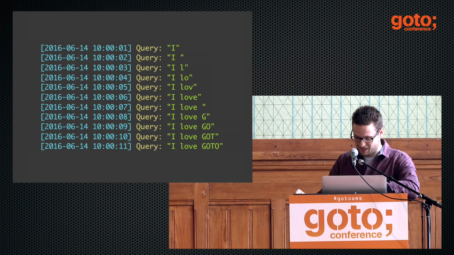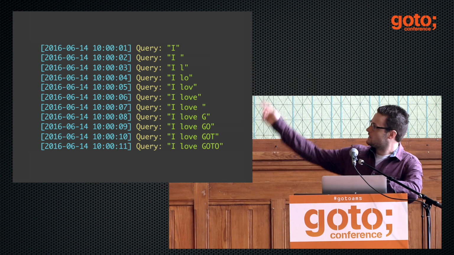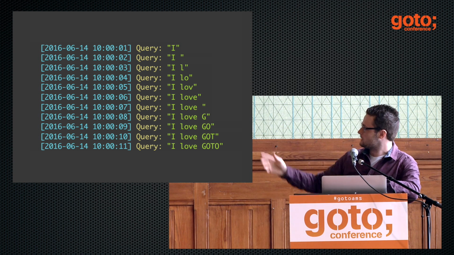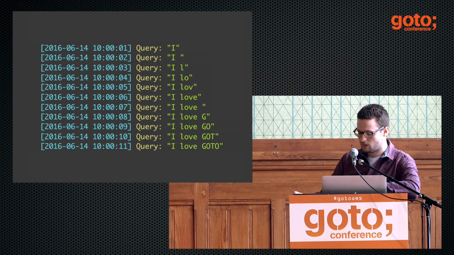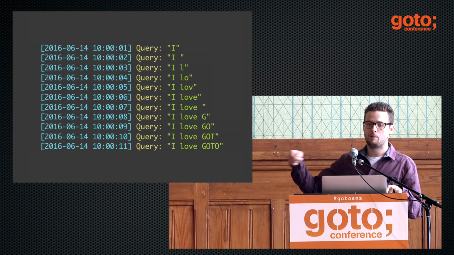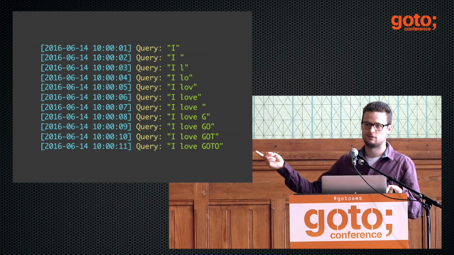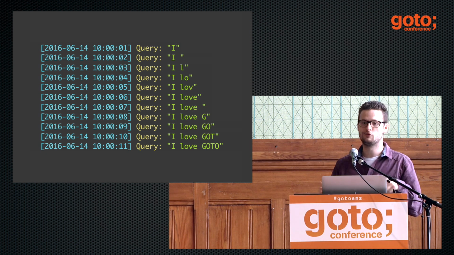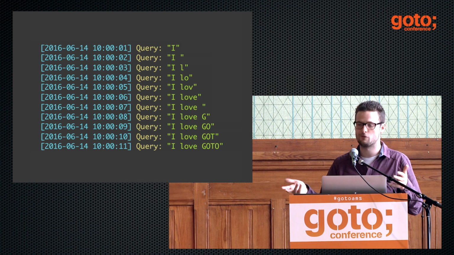Very slow, yeah. So what you see here is the time and some queries that we send to the backend. But what I want to illustrate is that each time you type in a query, in this case I love GOTO, we send all permutations of that query to the backend. So what we basically created is a very convenient way to spam your own server.